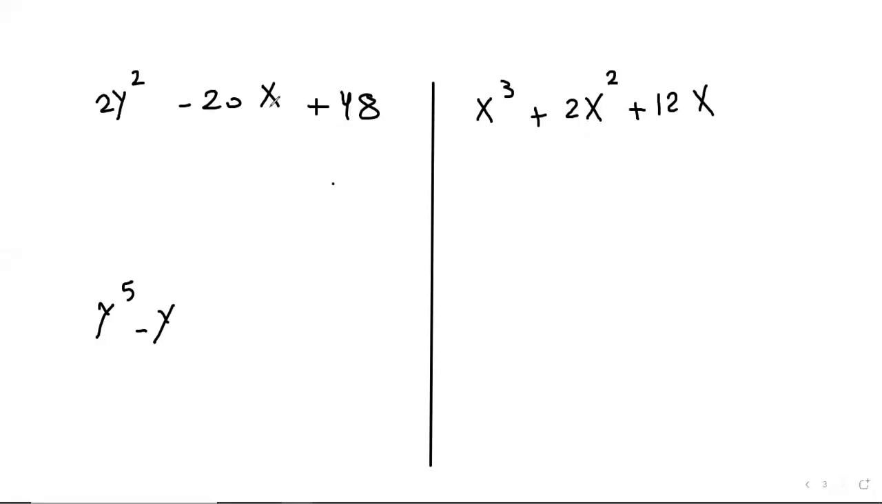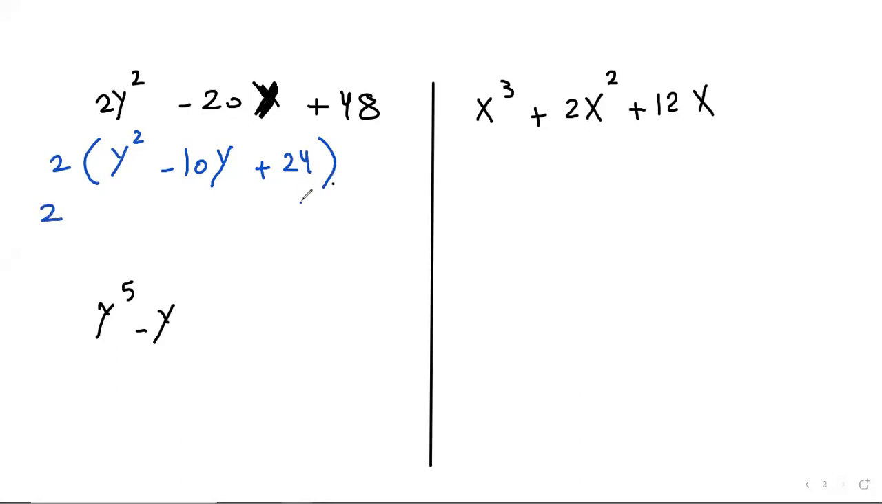Here, we want to factorize 2y to the power of 2 minus 20y plus 48. Before factorizing, take the highest common factor. And the highest common factor here is 2. So write 2. And then here you have in between the brackets y to the power of 2 minus 10y. And plus 48 divided by 2 is 24. Then write 2 as it.